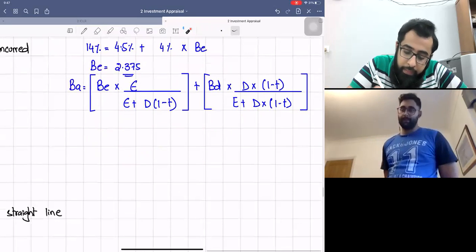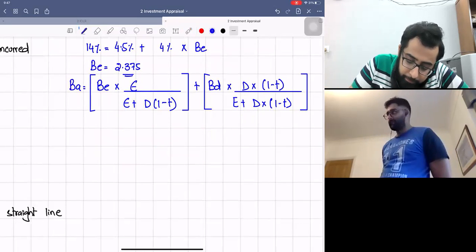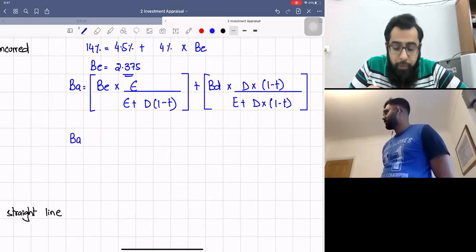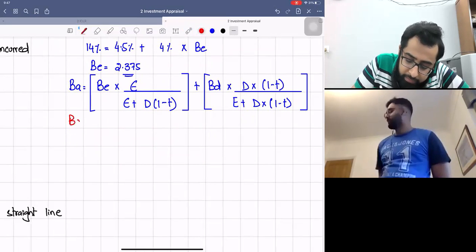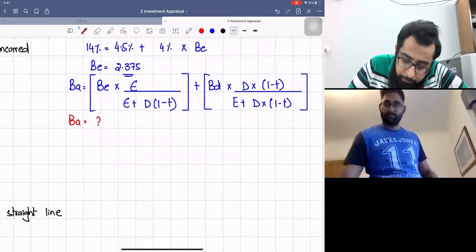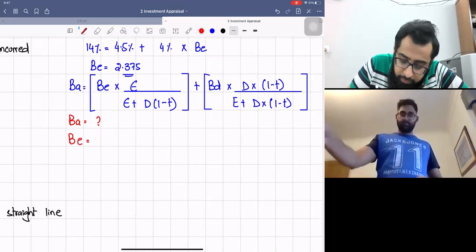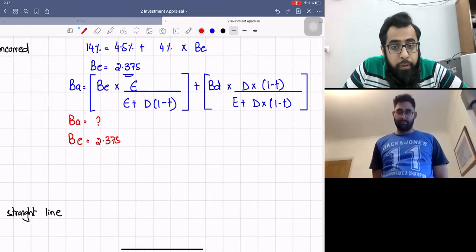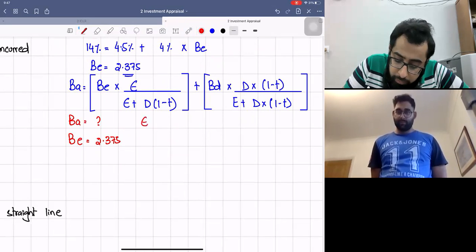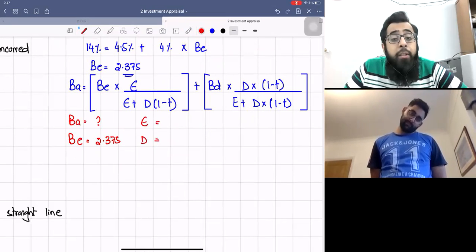Now, we need beta asset. Beta asset is one which we need to calculate. We have beta equity, which is 2.375. Now we need value of equity. We need value of debt.